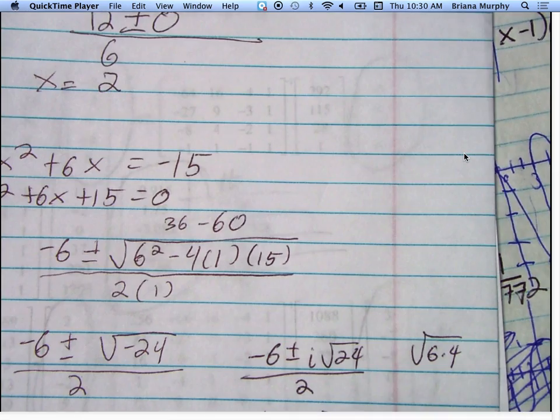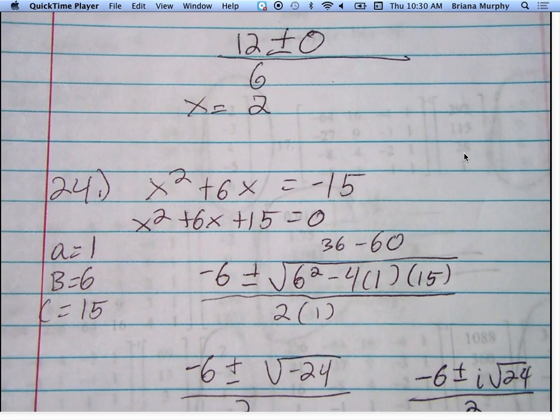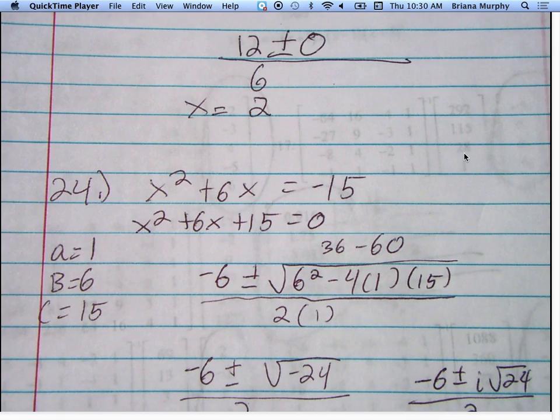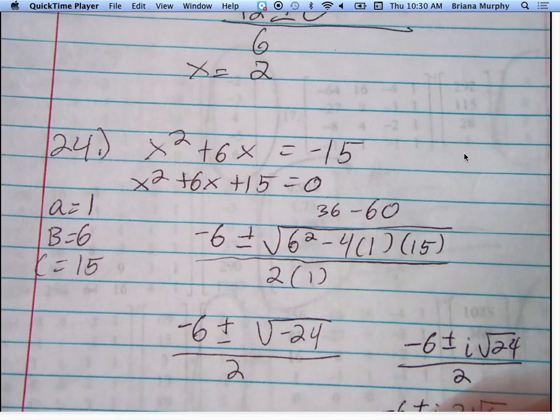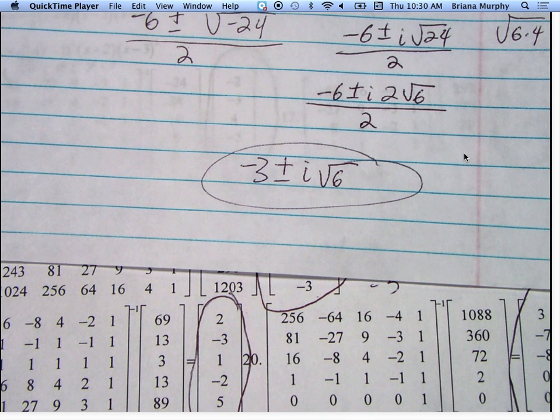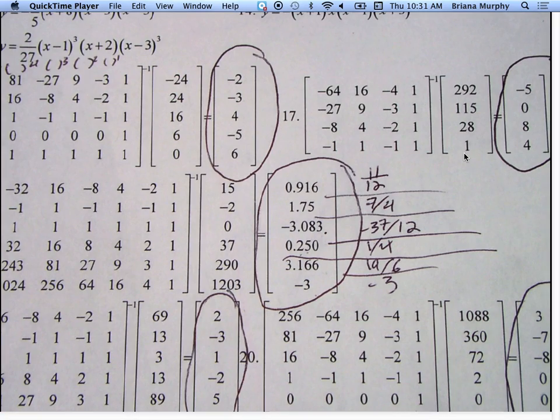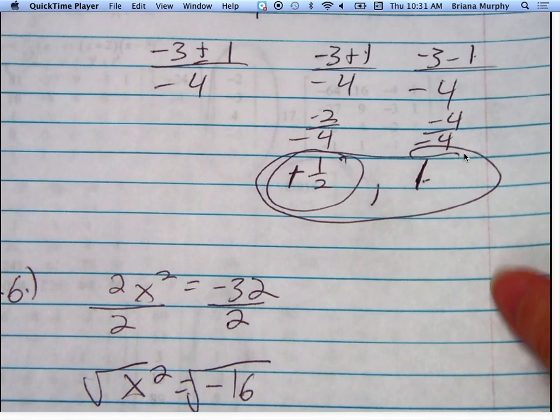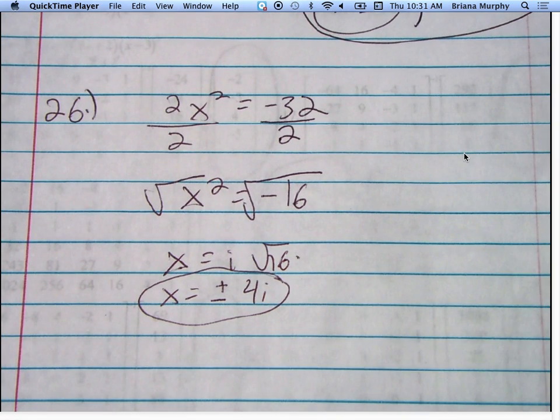Number 23 is 2. Number 24 is negative 3 plus or minus i square root 6. Number 25 is 1/2 and 1. And number 26 is plus or minus 4i.